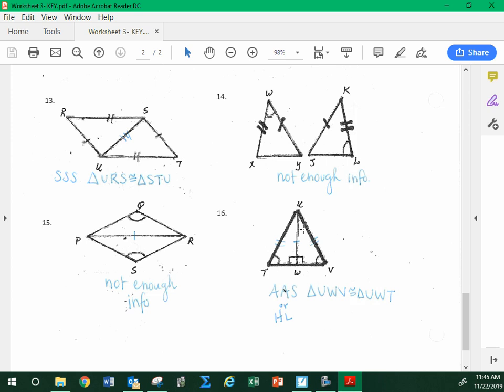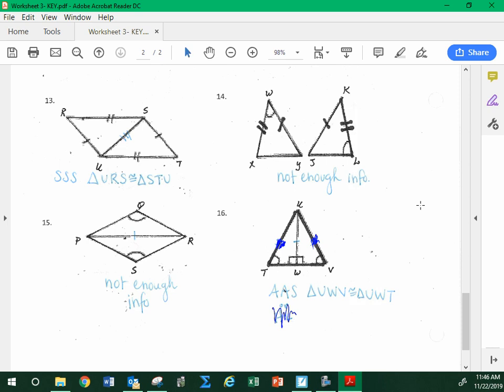Number 16, technically, you would have only used angle, side. I used the isosceles base angle theorem, which you technically haven't learned yet, so pretend that it's not there. You do know the reflexive, so we have angle, side, angle, side.